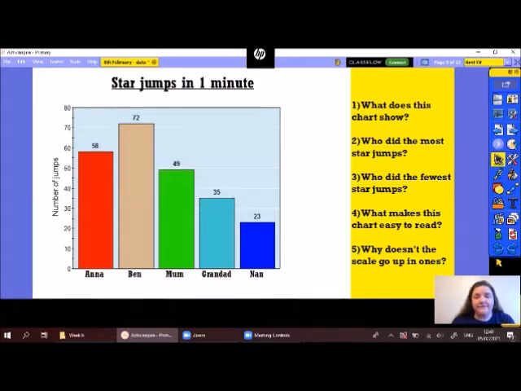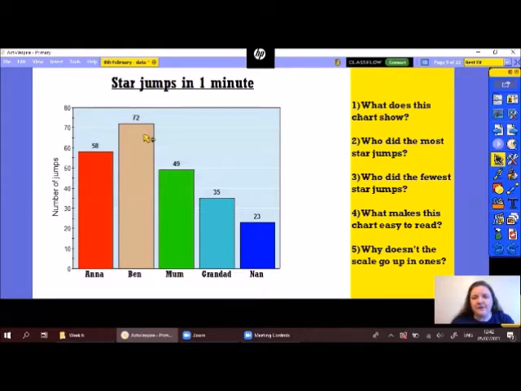Okay, question 5 says, why doesn't the scale go up in ones? If we look at the side, this is what we mean by the scale, the numbers that go up the side of the chart. And here it goes up in tens, although there is a mark, if you look closely, every 5. So that would be 5, 10, 15, 20, 25, 30, etc. And the chart goes all the way up to 80 because, of course, Ben did 72 star jumps. So we need to make sure that the chart goes above 72.